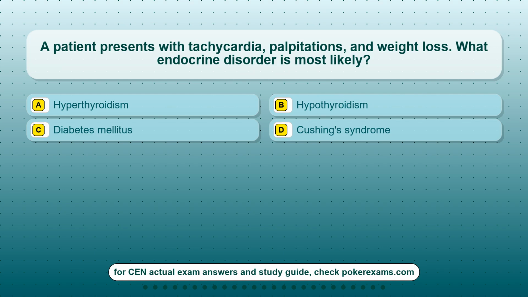Question 1. A patient presents with tachycardia, palpitations, and weight loss. What endocrine disorder is most likely? Option A, hyperthyroidism. Option B, hypothyroidism. Option C, diabetes mellitus. Option D, Cushing's syndrome.